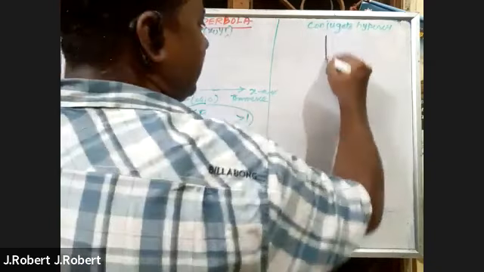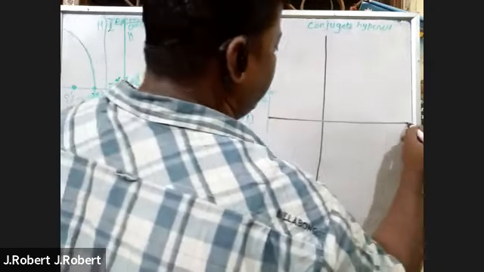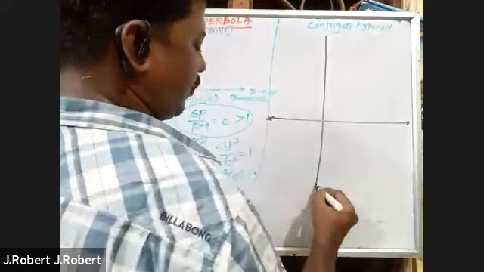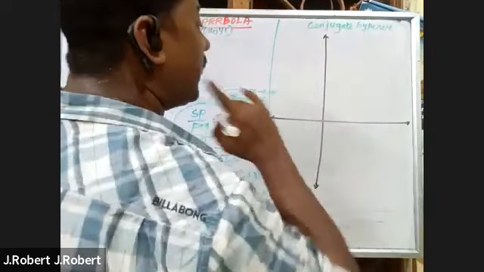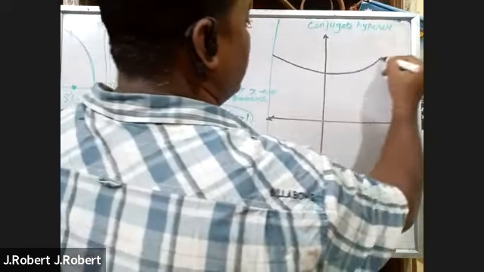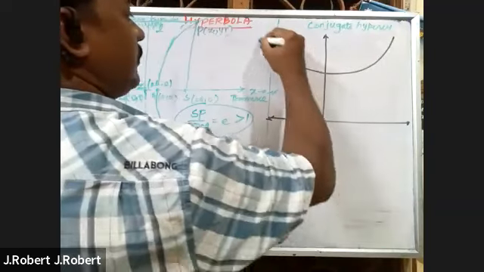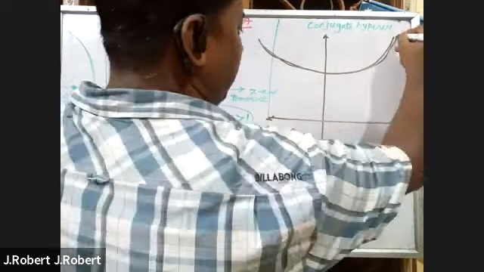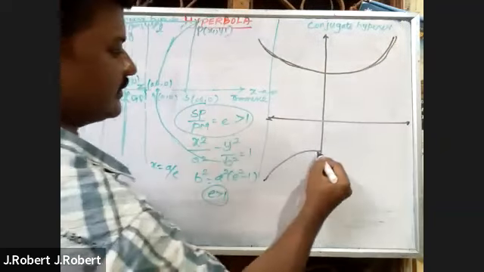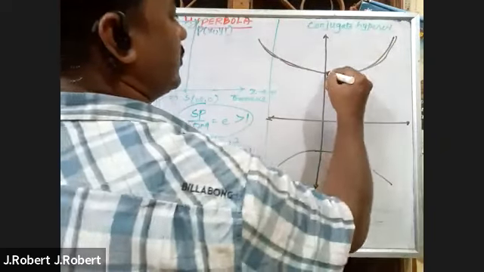Let us see how you can draw the diagram. So this is X and this is Y. Okay, you have to observe carefully. Now see, the hyperbola opens like this, and similarly here it will open like this. These are called corners.